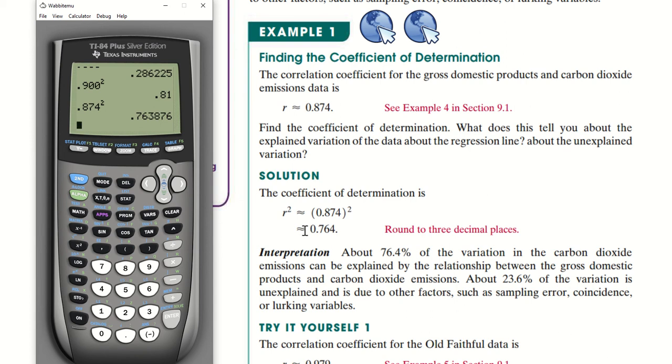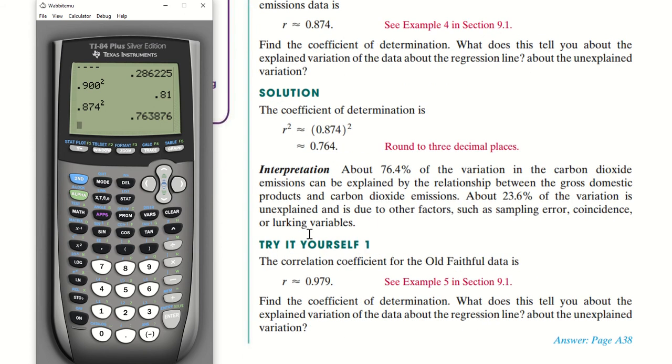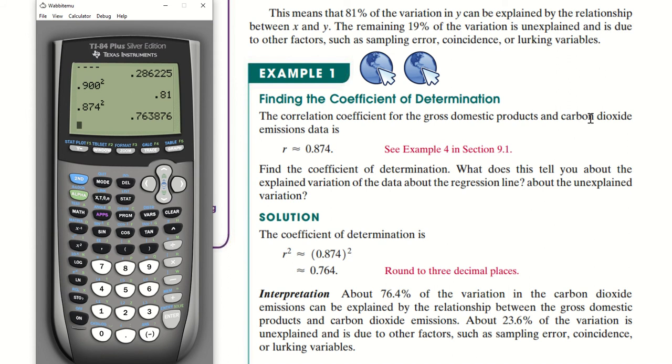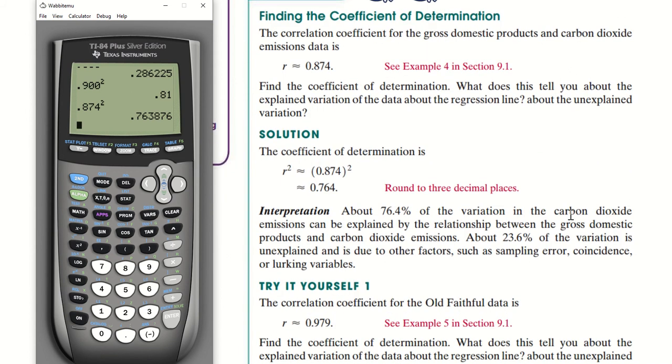To summarize our conclusion, the interpretation would be that 76.4% of the variation between the variables, which are carbon dioxide and gross domestic product, would be explained by the relationship between those two variables, and then about 23.6% of the variation would be unexplained due to other factors. And typically those other factors include things such as sampling errors, coincidence, or perhaps even things called lurking variables.